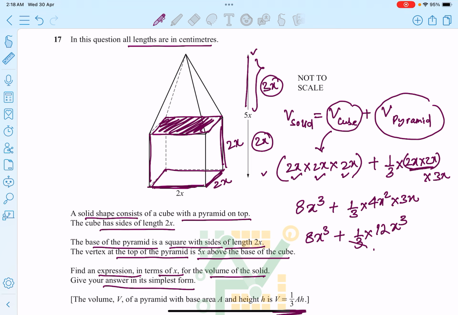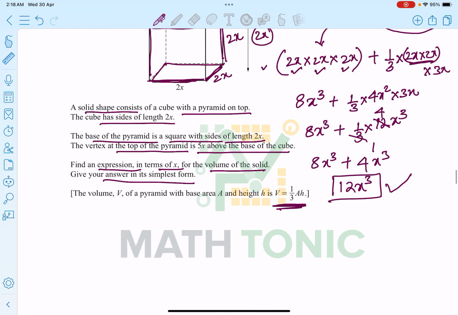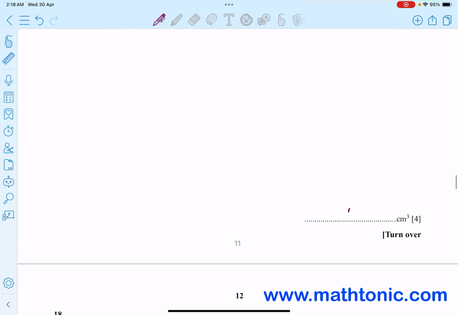If you cancel, the 3 ones are 3 and 3 times 4 gives 12, so we got 8x cubed plus 4x cubed. This answer is 12x cubed. So the volume of this solid is 12x cubed, and the answer is given in terms of centimeters cubed. Did you get it?